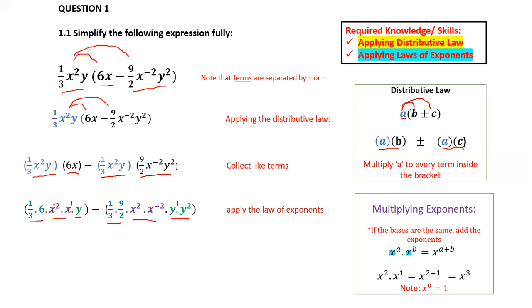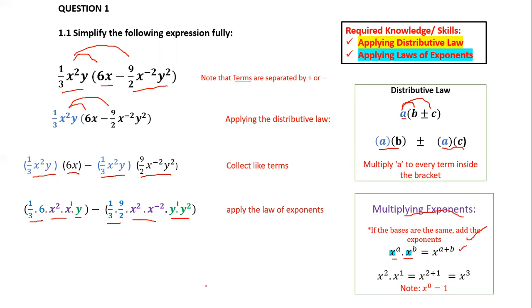We can see that these are exponents, x to the power 2 times x to the power 1. And on this side, there are exponents too. So we need to learn how to multiply exponents. On this side, we have multiplying exponents. It says if the bases are the same, we add the exponents. So here we have an example, x to the power a times x to the power b. The bases are the same, x and x, so we add the exponents, a plus b.